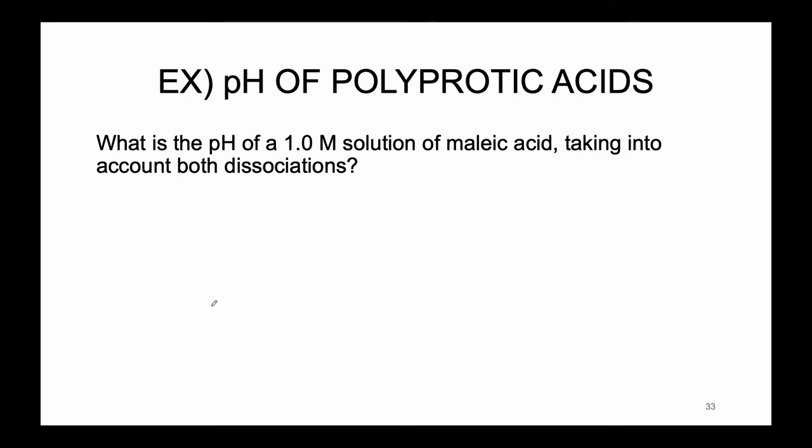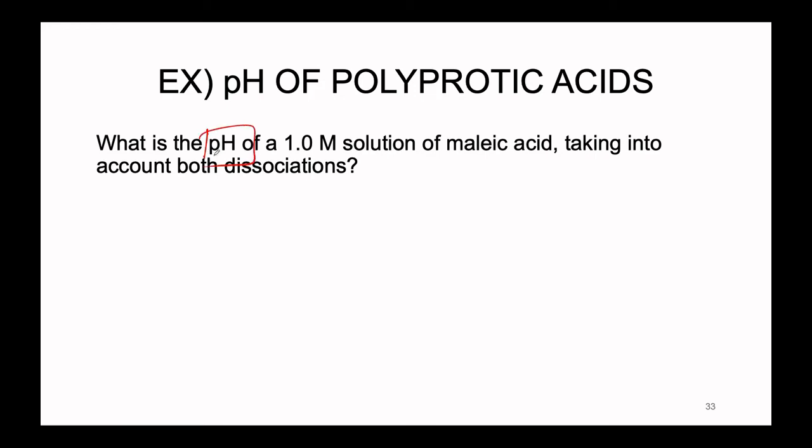Okay, so the last type of example problem we're going to look at is if you are working with a polyprotic acid, if we have multiple dissociations, how important is it that we include all of these dissociations? How much of an effect does the dissociation of that second hydrogen have compared to the first hydrogen in solution? So let's look at the maleic acid that we've just introduced. If we have a 1 molar solution of maleic acid, it's going to taste incredibly sour. The question is, what is the pH of that solution?